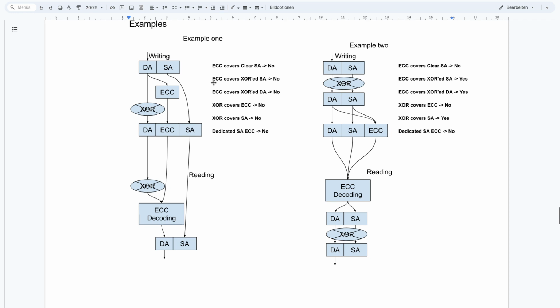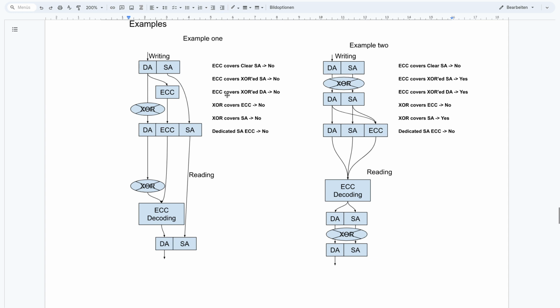The next concept, ECC covers XORed service area. Here we have the service area, and we can see that there is no XOR over it, and there is also no ECC over it. So this is definitely a no. ECC is not covering the XORed service area.